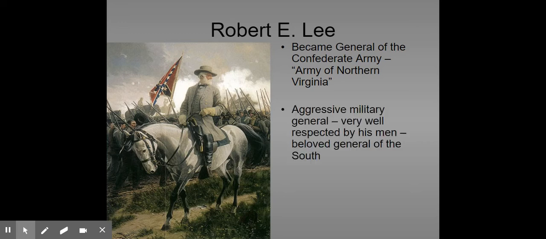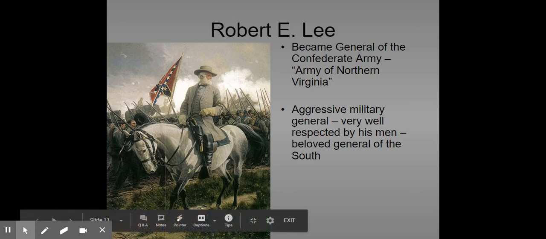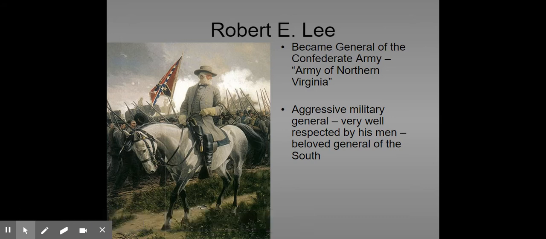He is an aggressive military general. He's very well respected by his men. He's also very well respected by the North because he is a gentleman. In fact, there's a story that when the Confederate Army invades Pennsylvania, all these Pennsylvania women come out to see Lee go by, and one of them whispers, I wish he was ours, namely, I wish he was on our side. Like I said, he will be the general to surrender. He's one of the most beloved generals in the South. He's actually a well-respected general in military history.